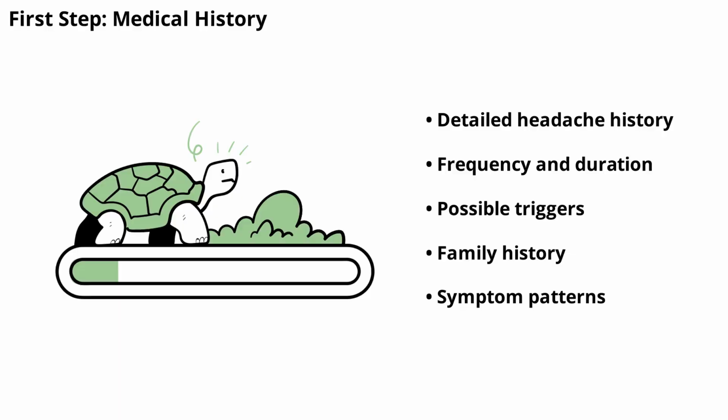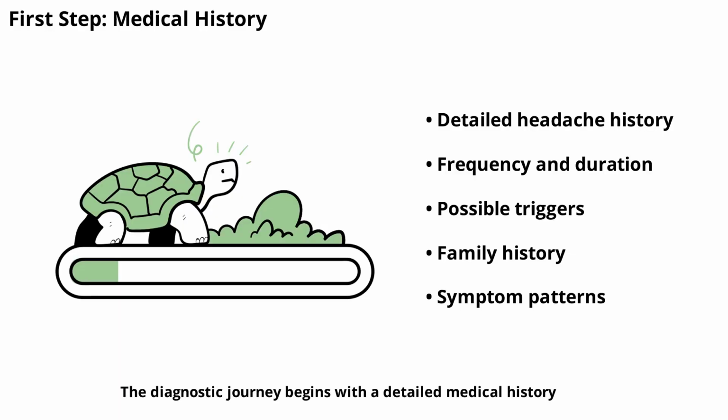The diagnostic journey begins with a detailed medical history. Doctors ask about the frequency, duration, and intensity of your headaches. They'll want to know when the headaches started, how often they occur, and if there are any patterns or triggers. This information helps distinguish migraines from other types of headaches. Family history is also important, as migraines can run in families. Providing accurate and thorough answers at this stage sets the foundation for an accurate diagnosis.